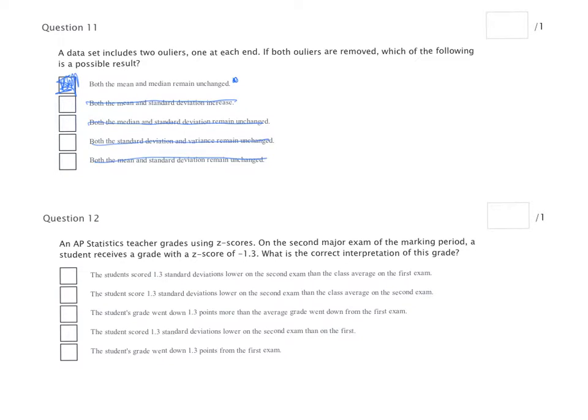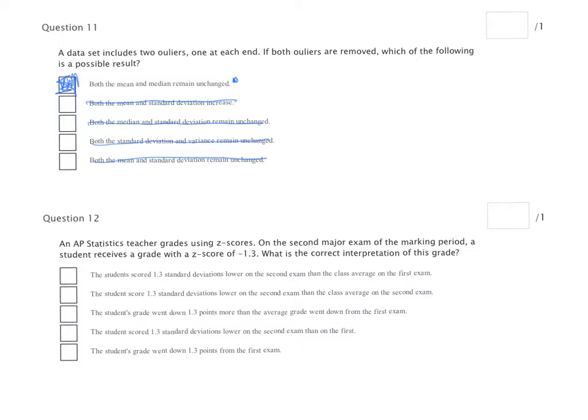An AP statistics teacher grades using z-scores. On the second major exam of the marking period, a student receives a grade of a z-score of negative 1.3. What is the correct interpretation of this grade? Okay, well, I know that negative 1.3 means that that student scored 1.3 standard deviations below the average in the class. So that's what I'm looking for.